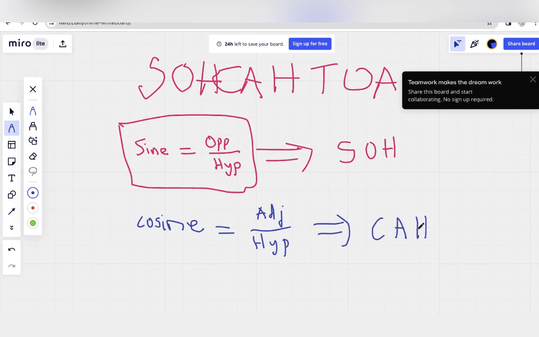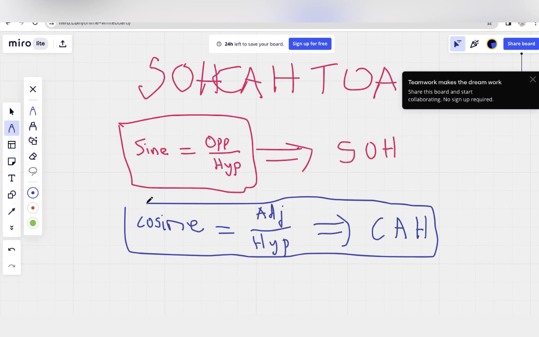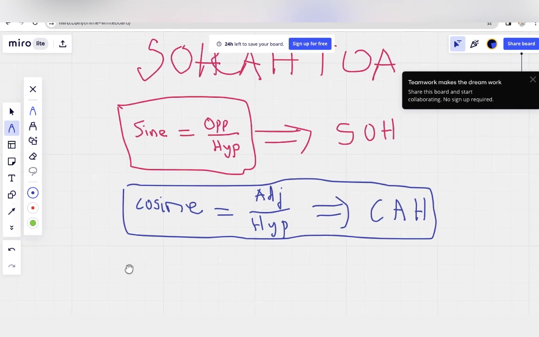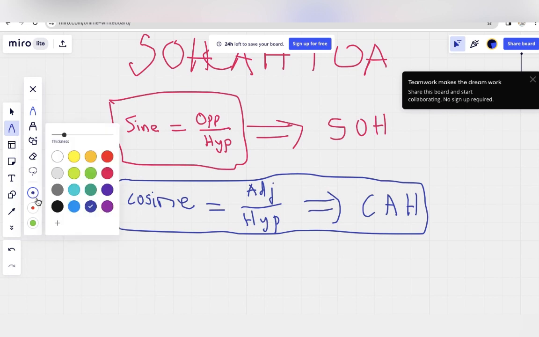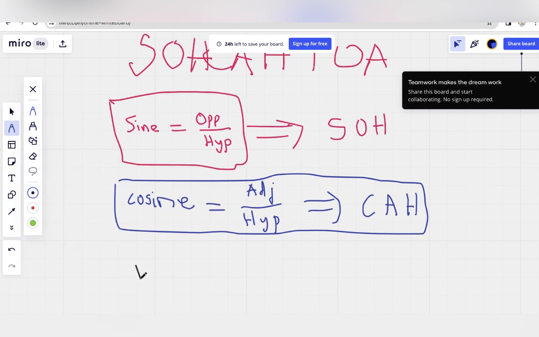The third one, which is TOA, is defined as follows. TOA means T is tangent. The abbreviated term is tan, but the full name is tangent. Tangent is equal to opposite, O stands for the opposite, over adjacent. A is the adjacent. TOA, opposite over adjacent.